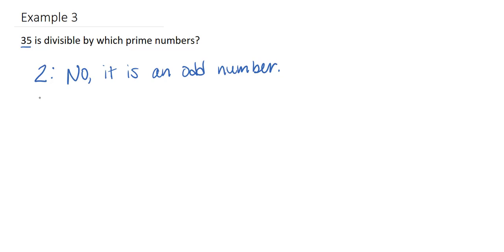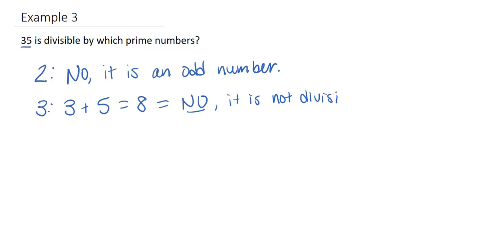Then we look at 3. How we determine this is we look at the sum of the digits. So 3 plus 5 is equal to 8. And 8 can't be divided by 3, because it would give us a decimal. So it doesn't give us a whole number, so we would say no, it is not divisible by 3. Then we look at 5. Does it end in a 0 or a 5? And the answer is yes.